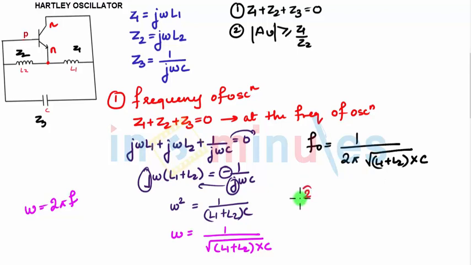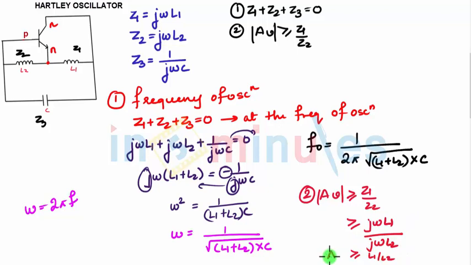According to the second condition, AV should be greater than or equal to Z1 by Z2. What is Z1? j omega L1, and what is Z2? j omega L2. So it should be greater than L1 by L2. So your gain should be greater than L1 upon L2 in order to get sustained oscillations as per these two criteria. So these are the criteria for oscillation.